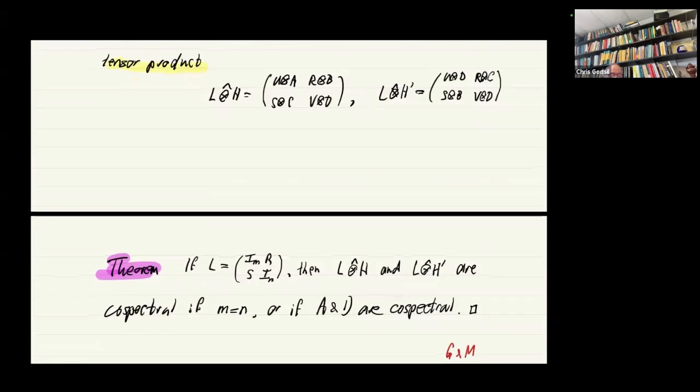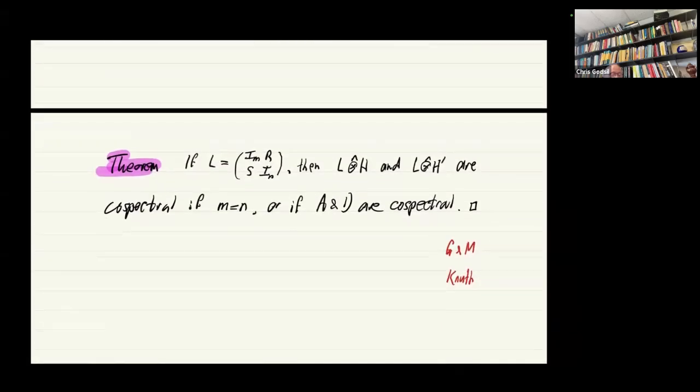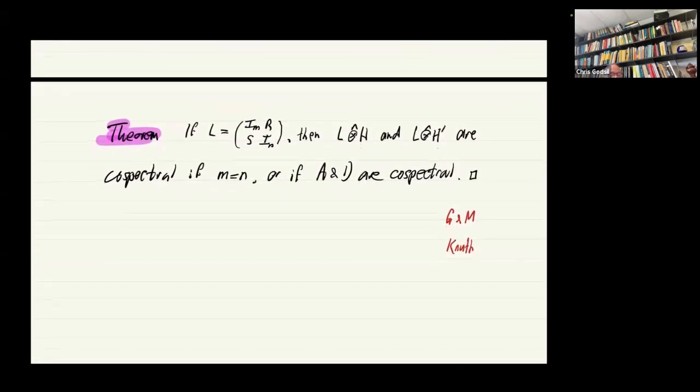Now, the theorem which Brendan and I proved is that if L has got this special form, the diagonal secret identity, then the two matrices, or two graphs, you get from this construction are cospectral if M is equal to N, or if A and D are cospectral. So this gives you a construction of cospectral graphs. Now, Brendan and I proved this, and the proof is pretty horrible, a generating function argument.